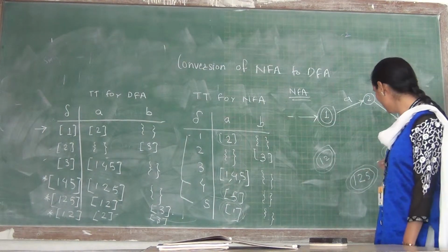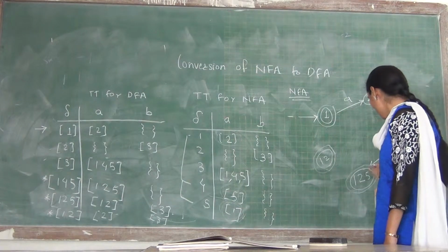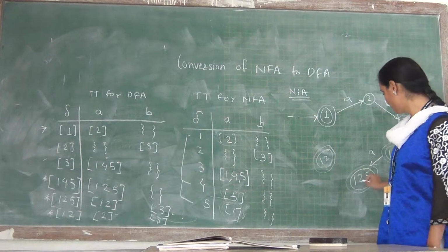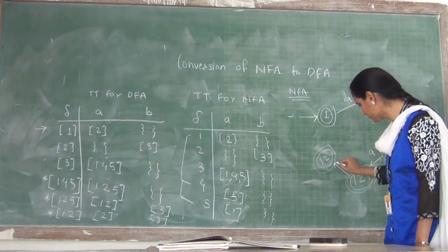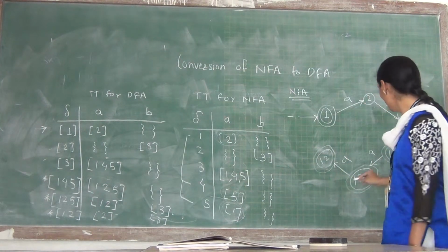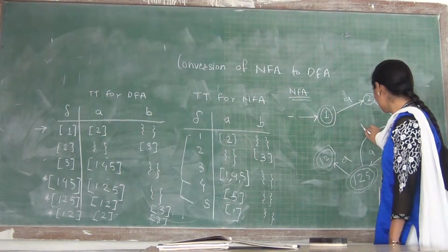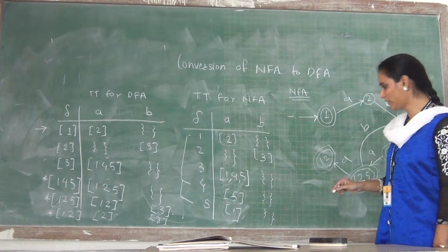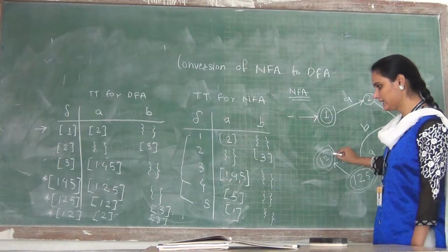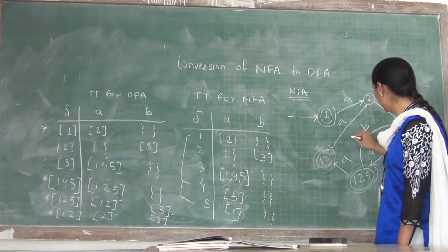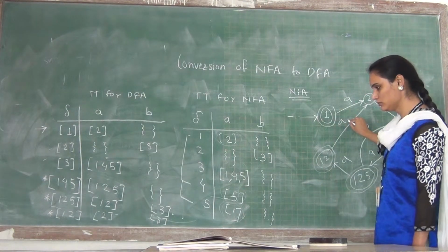1, 4, 5 on A it goes to 1, 2, 5 and on B again it is null. 1, 2, 5 on A it goes to 1, 2 and on B it goes to 3. 1, 2 on A it goes to 2 and on B again it goes to 3.